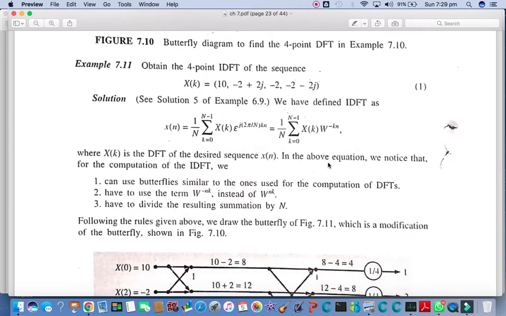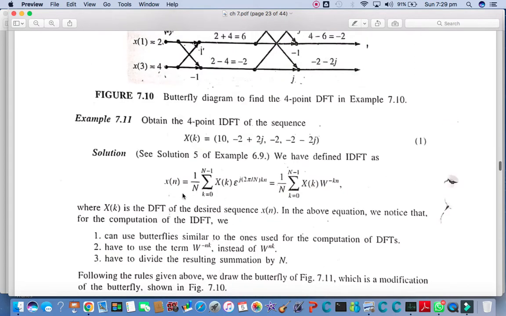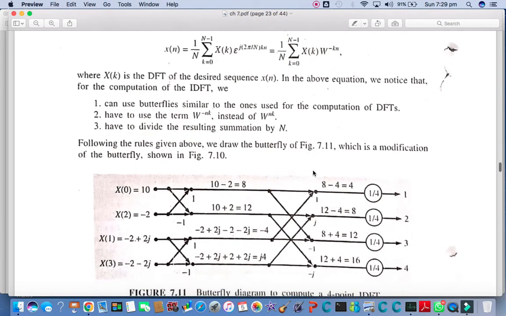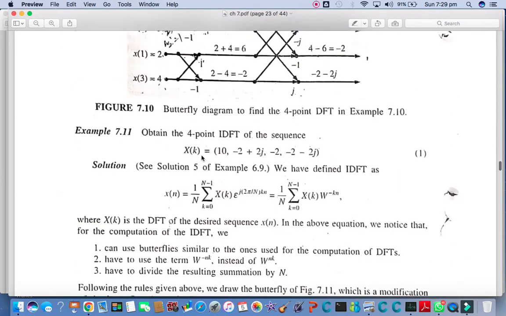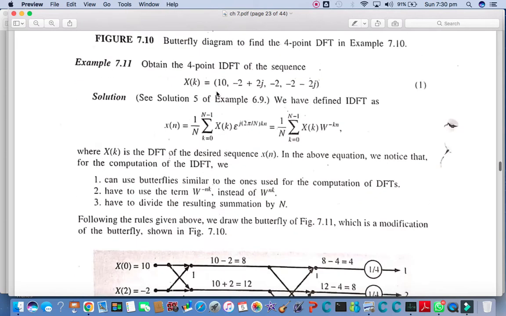Now we have to calculate the IDFT or IFFT by using this butterfly method. If we do the IDFT, it is done by this formula, but for the IFFT we follow the same butterfly method, in which we take the 4-point values which we have calculated in the frequency domain, and we have to calculate the time domain values. So how will we be doing the same? We are just drawing the 4 lines and putting these values.